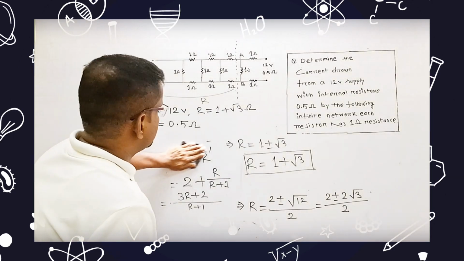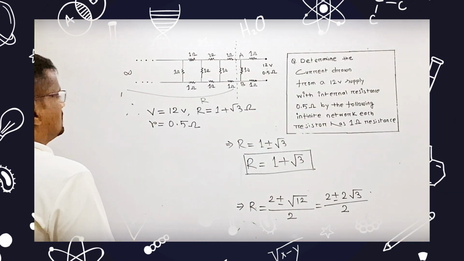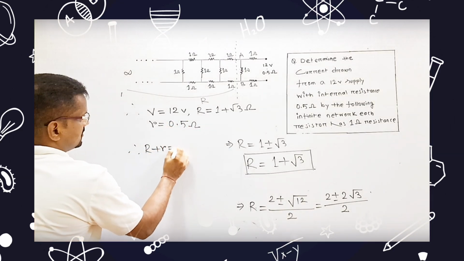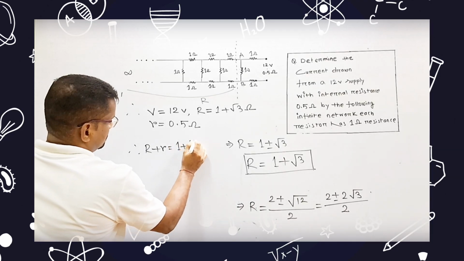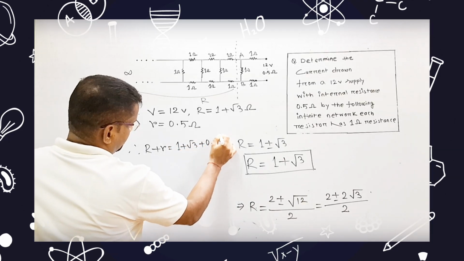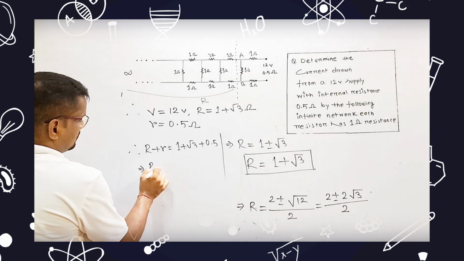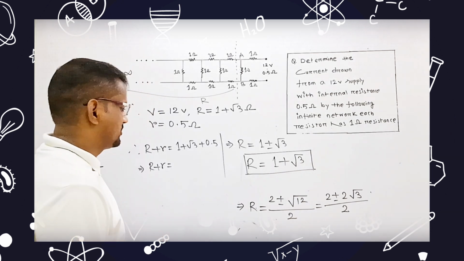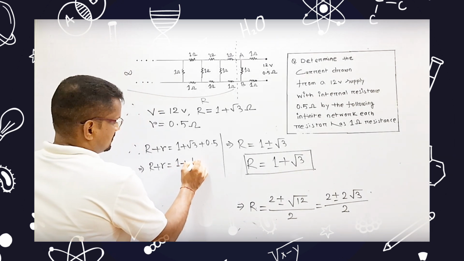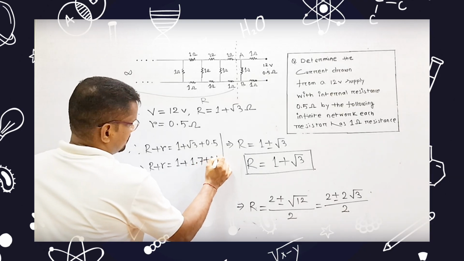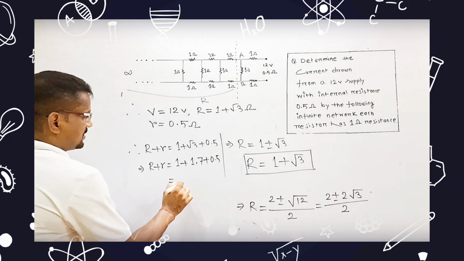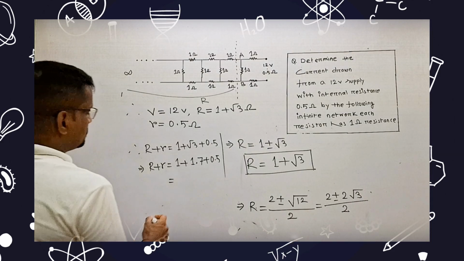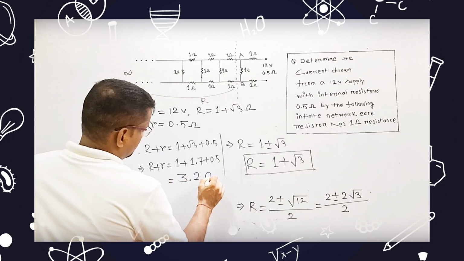Do one thing, R plus r, total resistance how much? This R plus internal resistance. Therefore, let me calculate R plus r, which is equal to 1 plus root 3 plus 0.5. Implies the value of R plus r equal to, root 3 is 1.7, you can consider up to 1 decimal, that's okay. So 1 plus 1.7 plus 0.5. This is equal to, take the sum, and it will be 3.2 ohm.